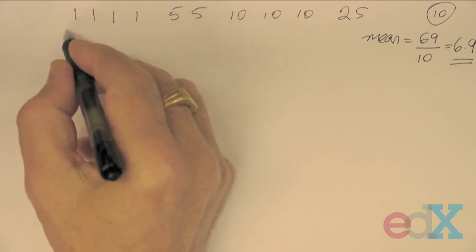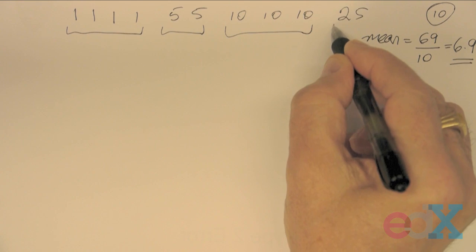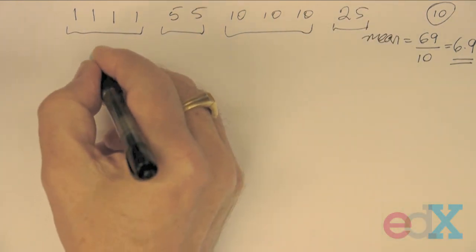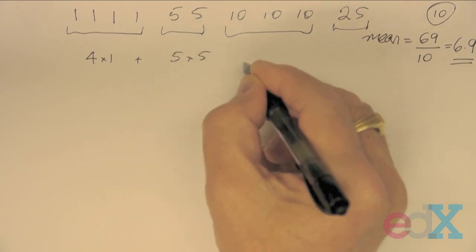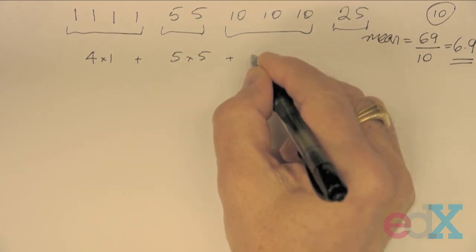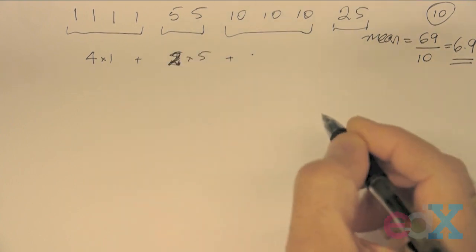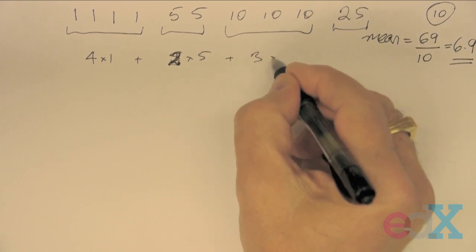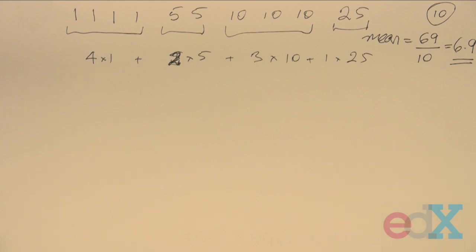Well, there's four 1s, there's two 5s, there's three 10s, and there's one 25. So how could we total that? We could say 4 times 1 plus 2 times 5 plus 3 times 10 plus 1 times 25. And we would get the same 69 if we did that. And then if we're going to get the mean of that, we have to divide by 10.